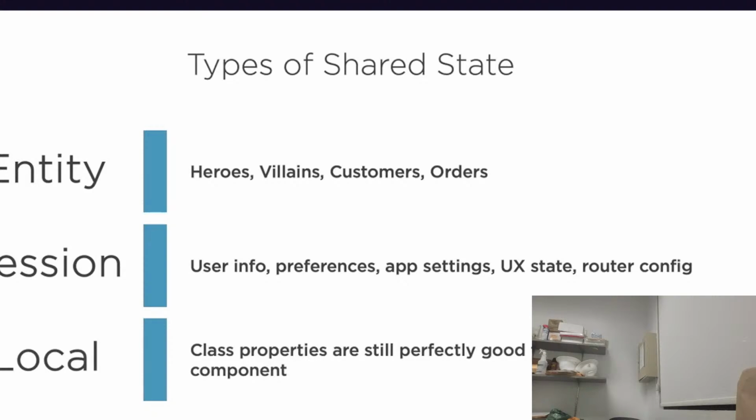For example, we might have a view component that's got class properties or just basic properties or constants inside of it. Now, that state is only shared within the component that it's in, and it's perfectly fine to have constants and properties and other variables in our components. So we'll be talking about how we share entity and session state, and really leaving local state to be our class properties or view component properties.